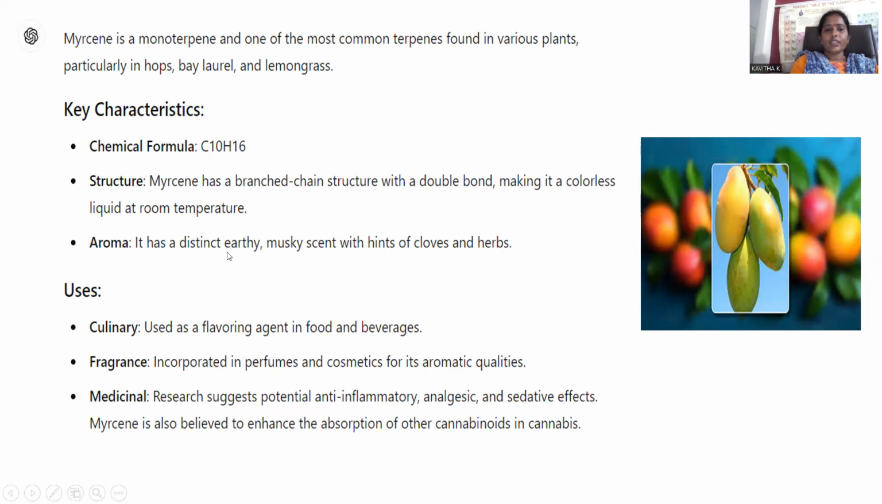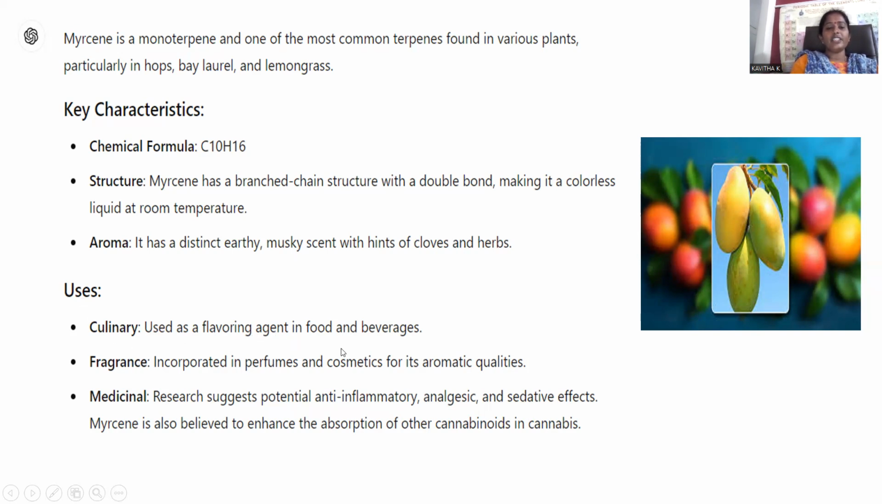And aroma. A distinctive flavor you can notice whenever mangoes, lemongrass, or bay laurel is present. We can experience a distinctive aroma from that. That aroma smell is provided by these kinds of terpenoids, and they have an earthy, musky scent with hints of cloves and herbs. Just like cloves and herbs, here also we can find the aroma smell.